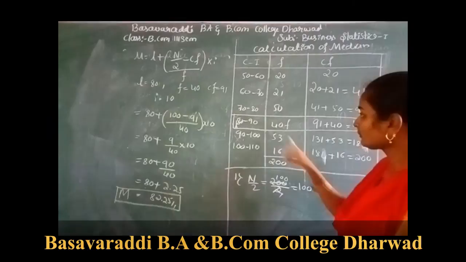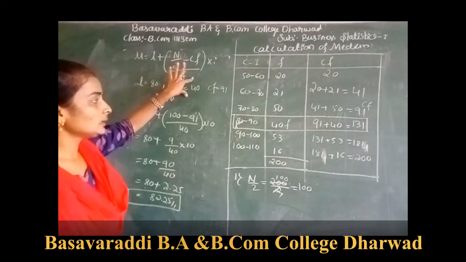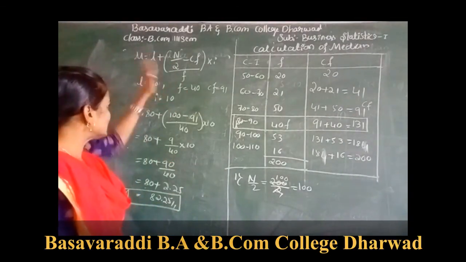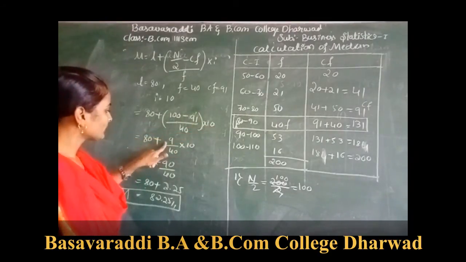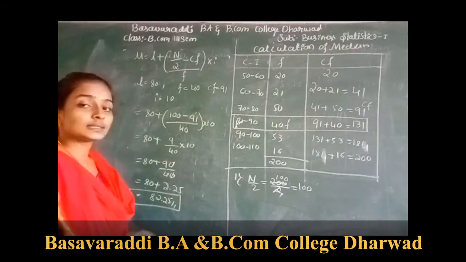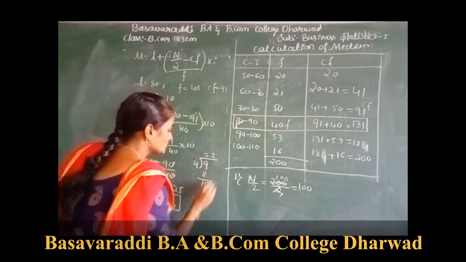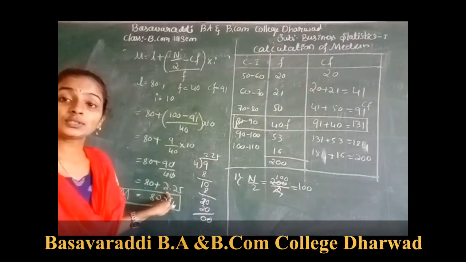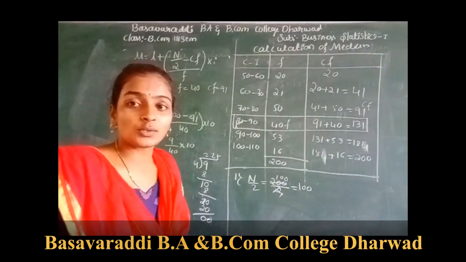N by 2 is 100. The 100th value falls in the class interval 80 to 90. So, L is 80, frequency is 40, cumulative frequency is 91, I is 10. Substitute these values in the formula. 80 plus 100 minus 91 divided by 40 into 10. 9 divided by 40 into 10. 9 tens are 90 divided by 40. 0, 0 get cancelled. 9 divided by 4 is 2.25. 80 plus 2.25 is 82.25. Okay, I hope you understood the problems.